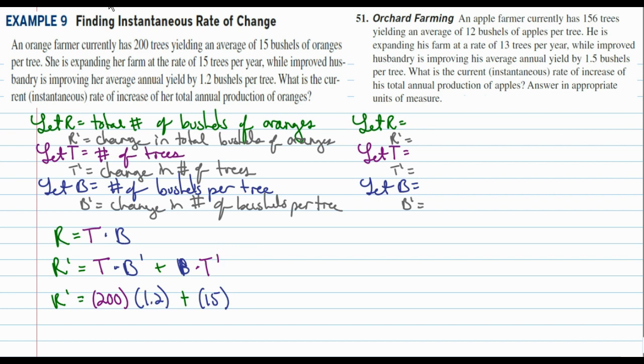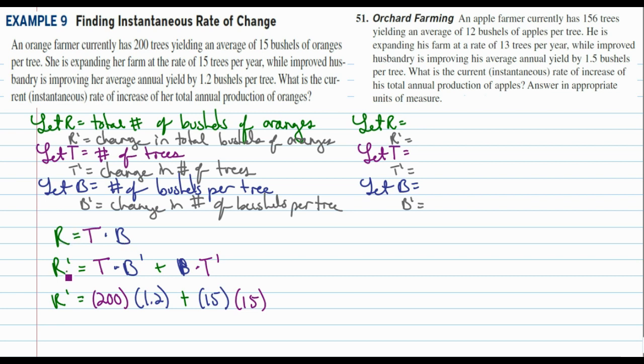And then T prime, her trees are changing by 15 trees per year. So to recap, the question is asking us, what is the current instantaneous rate of increase of her total annual production of oranges? So we are not looking for the total number of oranges. We're looking for the increase or the rate of change. So R is her total number of oranges, which equals the trees times the bushels per tree.